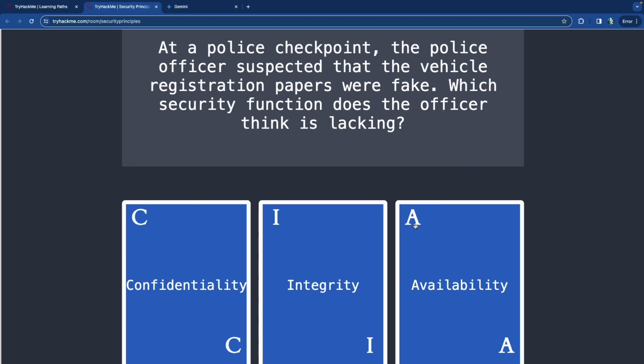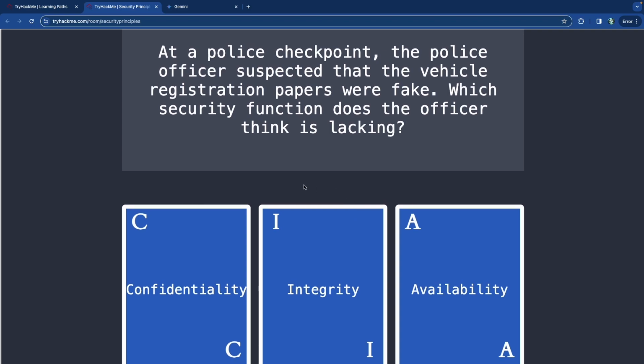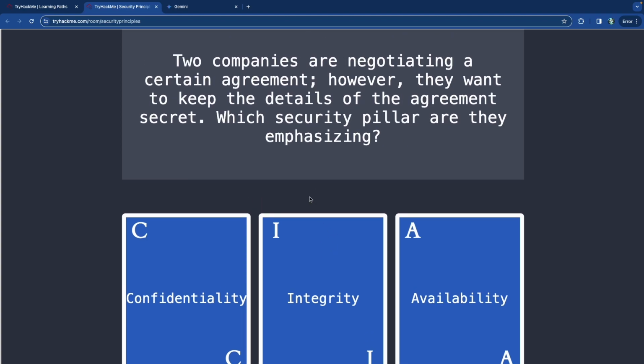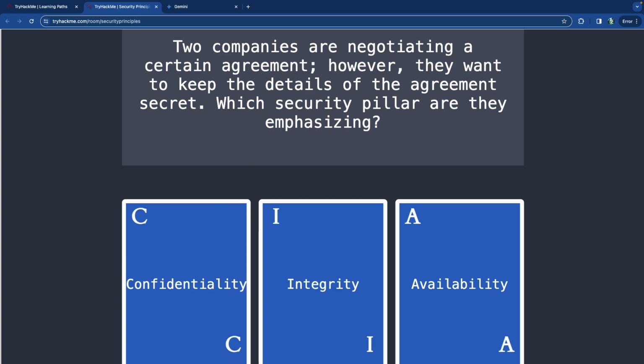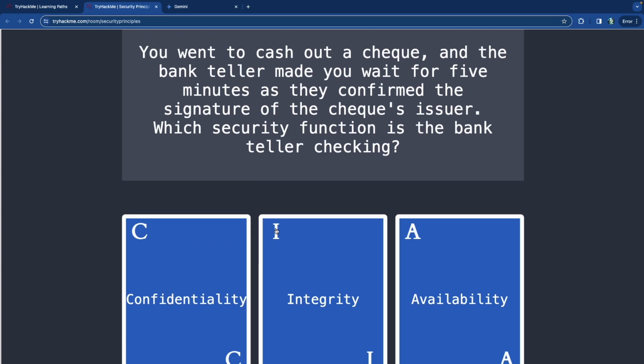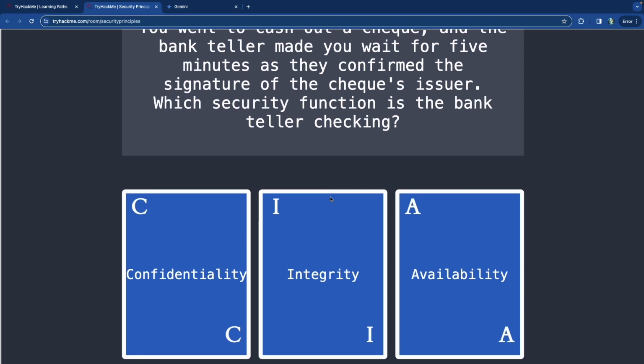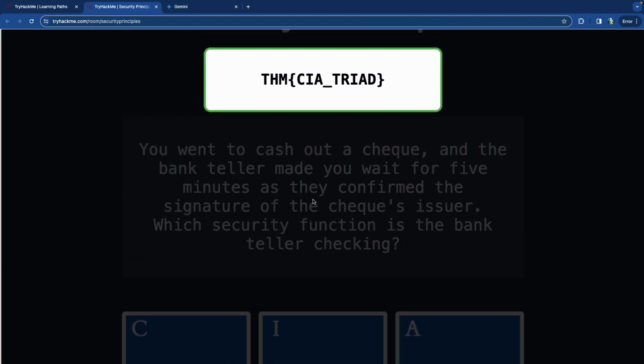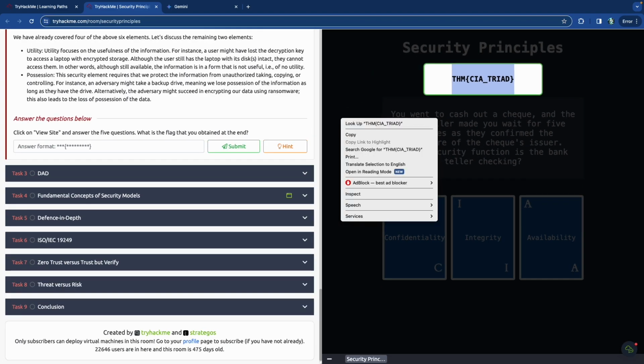That would be availability. At a police checkpoint, the police officer suspected that the vehicle registration papers were fake. Which security function does that lack? That would be integrity. 2 companies are negotiating a certain agreement. However, they want to keep the details of the agreement secret. Which security pillar are they emphasizing? Confidentiality. You went to cash out a check, and the bank teller made you wait for 5 minutes as they confirmed the signature of the check's issuer. Which security function is the bank teller checking? Integrity. And just like that, we got our first flag here.